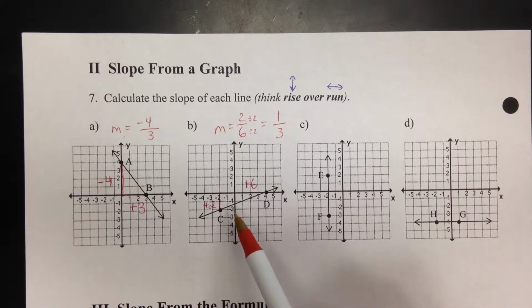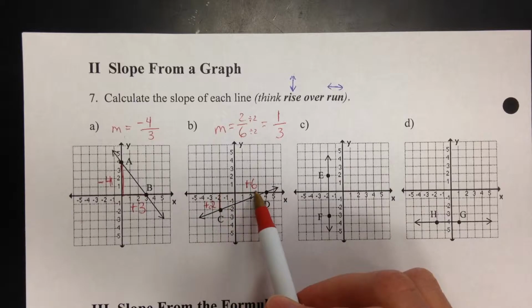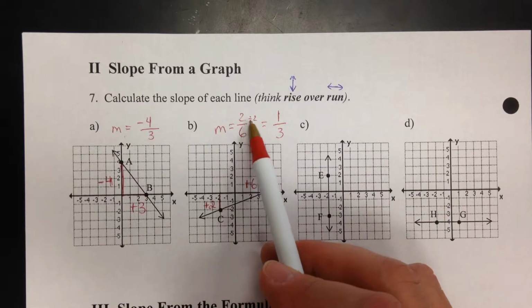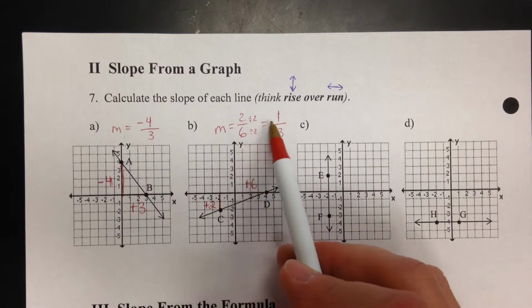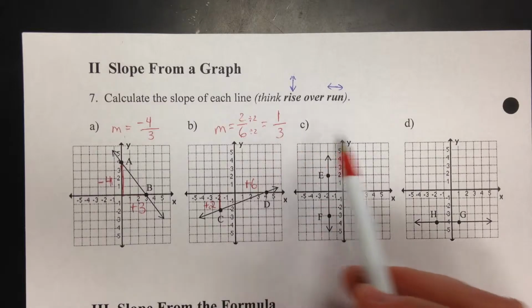So let me explain what just got cut off there. The rise is 2 and the run is 6. Both are positive. Up is positive, right is positive. But when you have your fraction, you have to reduce it. So this becomes 1 over 3. That's a good answer. Always reduce fractions.